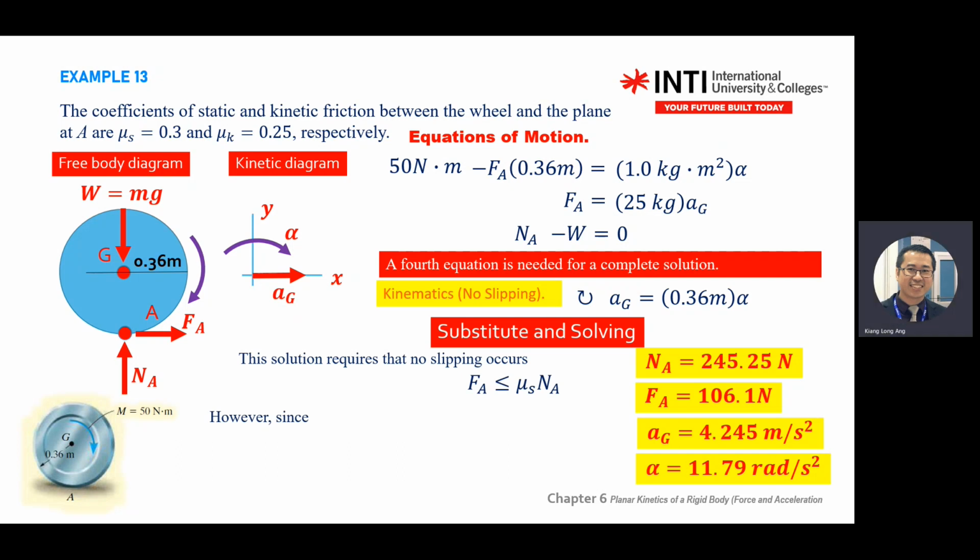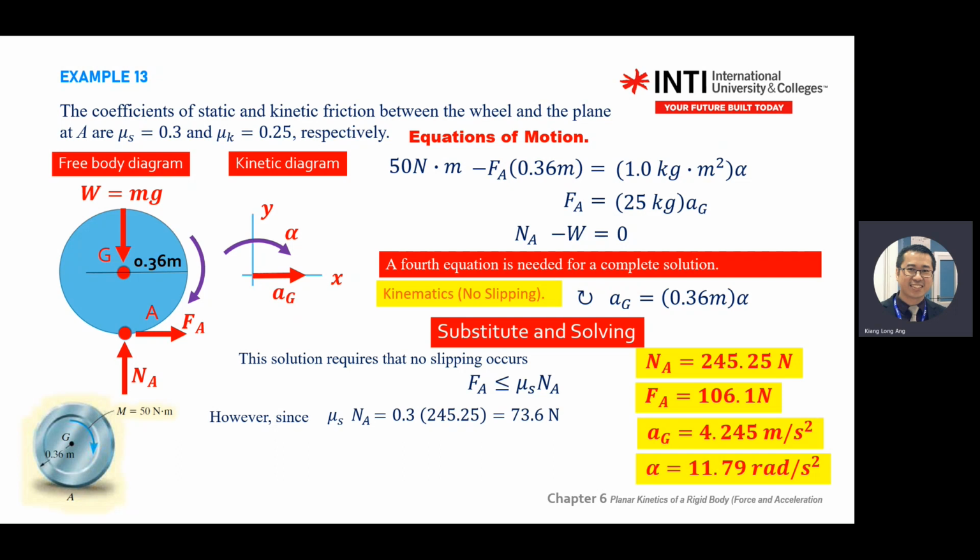In this case, it asks you to find which friction coefficient you need to use. So this solution requires no slipping. So no slipping, your FA must be less than the static friction coefficient times the normal force. All right. So in your answer, if you substitute your mu s 0.3 and NA, 0.3 multiplied by this one, you get 73.6.